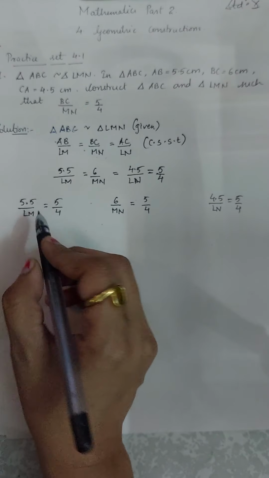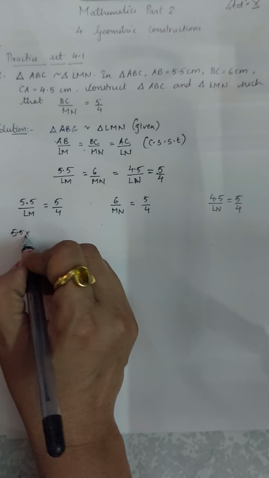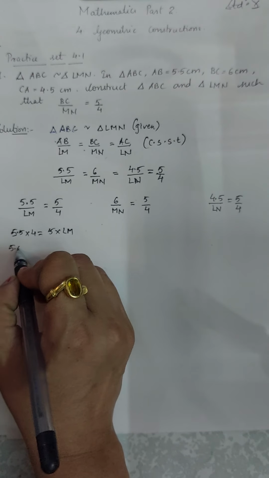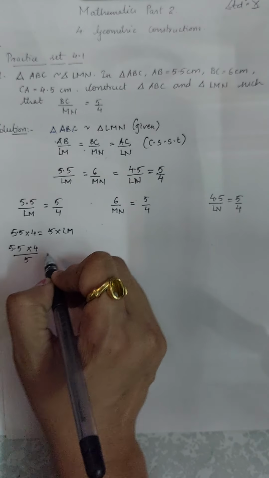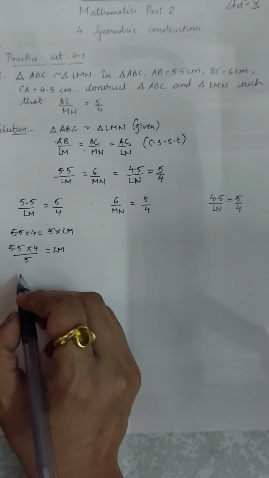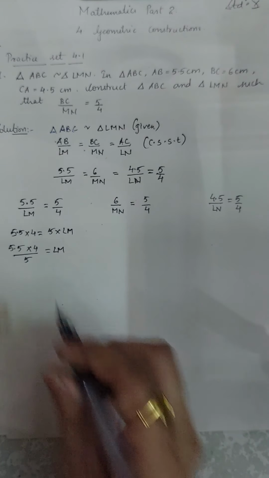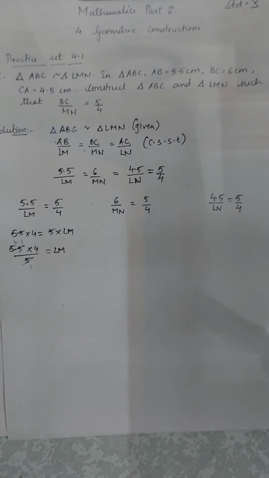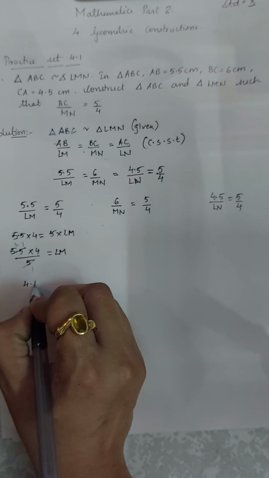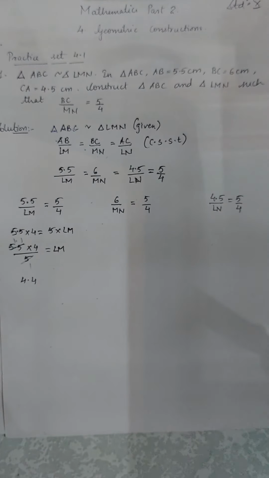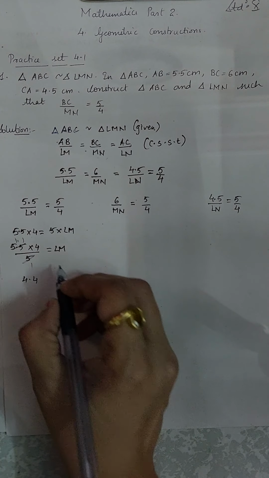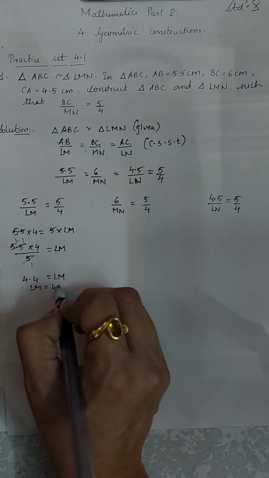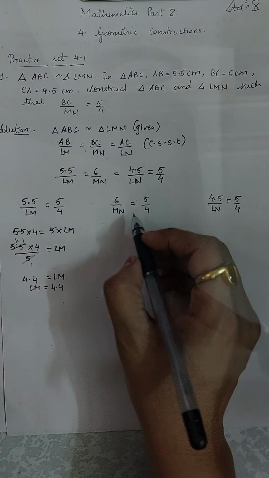Now we're going to cross multiply to get the answer. So 5.5 into 4 is equal to 5 into LM. So 5.5 into 4 upon 5 is going to give me LM. If I solve this, 5 and 5.5 are going to get cancelled, so this will be 1 and this will be 1.1, right? So 1.1 into 4 is going to be 4.4. So LM is 4.4.